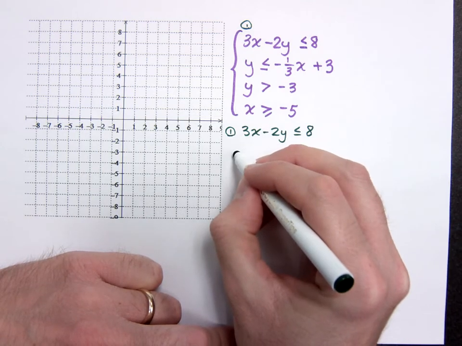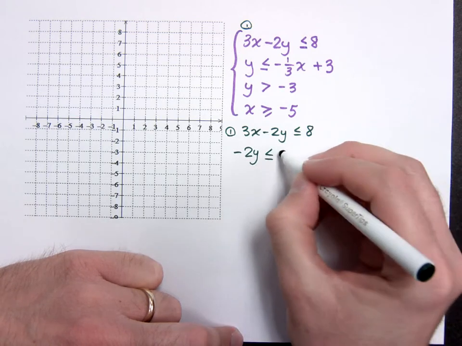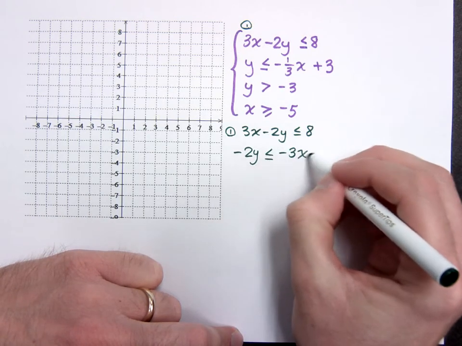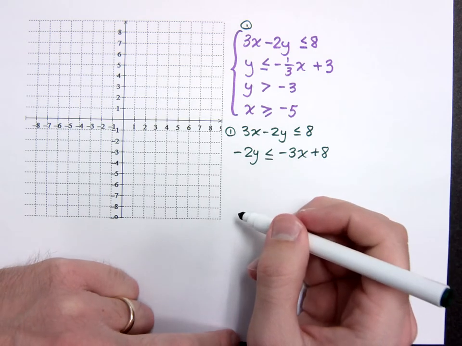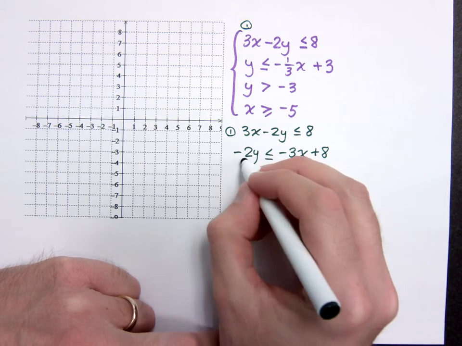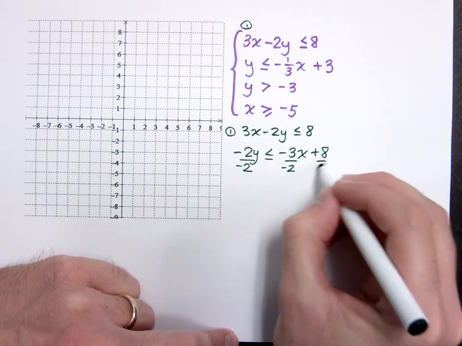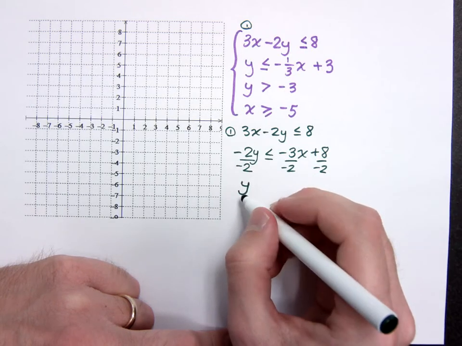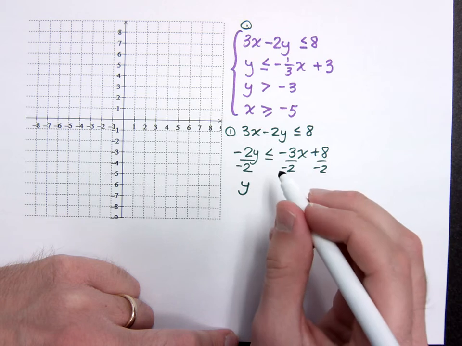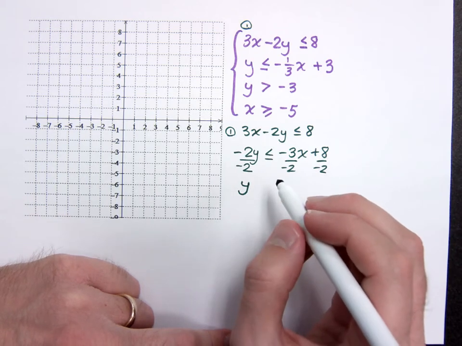You would move the 3x to the other side of the inequality. So that's negative 3x plus 8, and then what do I do? I don't want to divide by 2, but by negative 2. So I have y as what? And it's not y equals, there's an inequality here. Greater than or equal to.